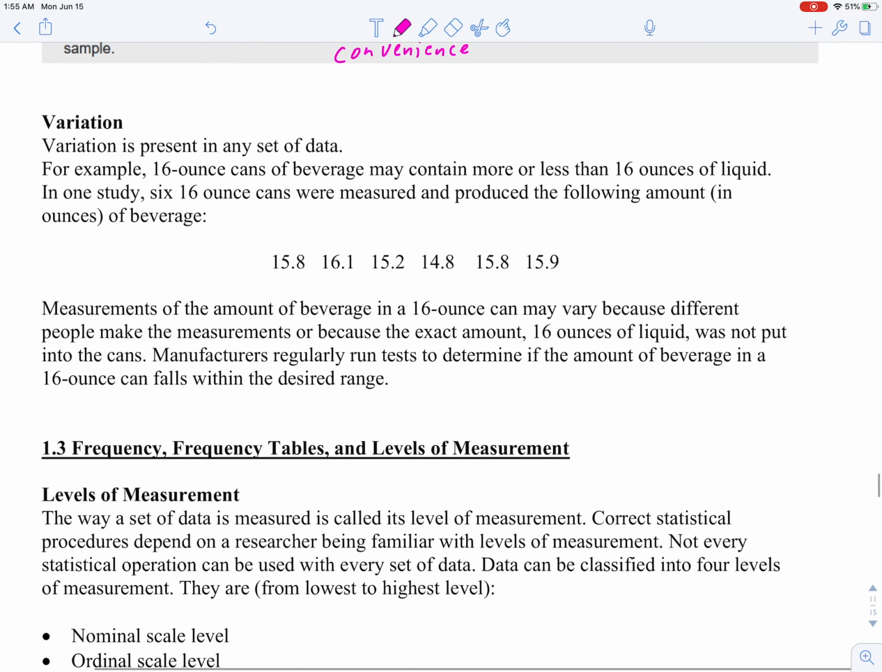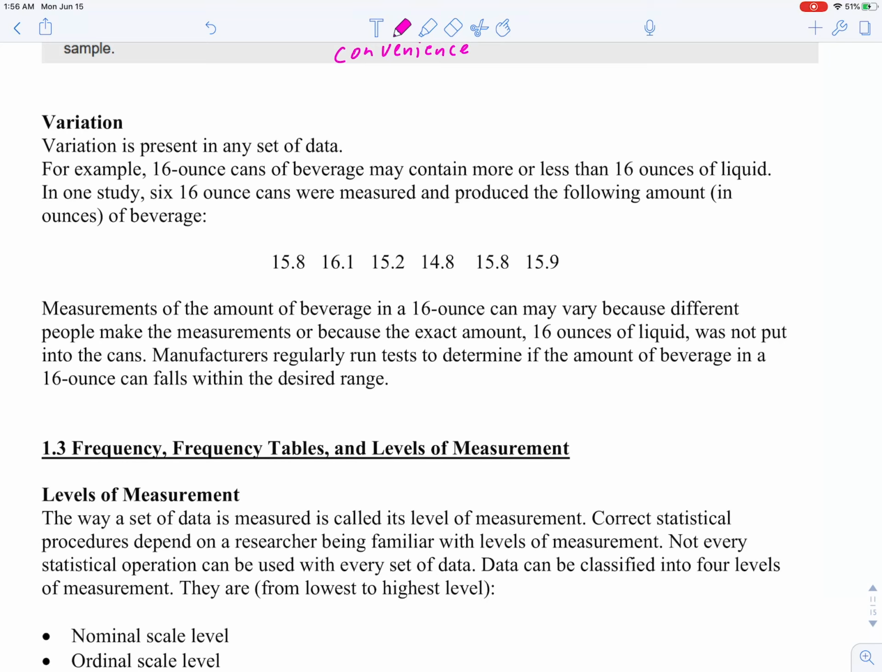All right, next we have variation. So another self-explanatory term here. Variation is present in any set of data. For example, 16-ounce cans of beverage may contain more or less than 16 ounces of liquid, right? You buy a soda, it says how many ounces are inside, but it's never going to be 100% exactly the same amount in every single bottle of soda.